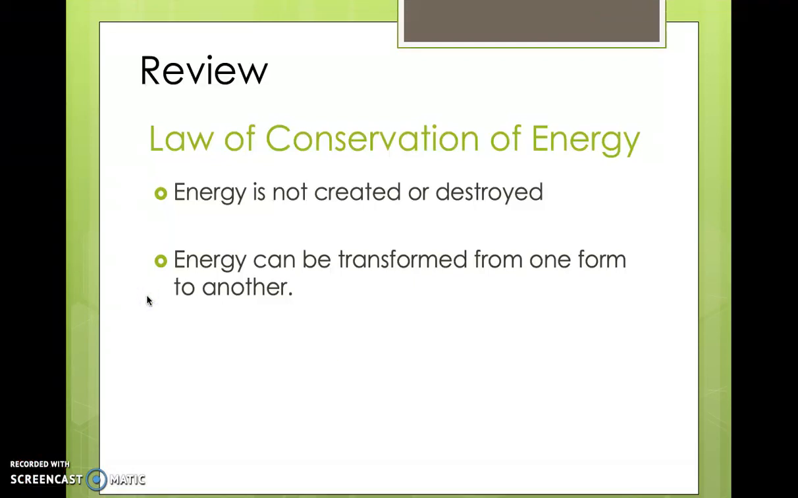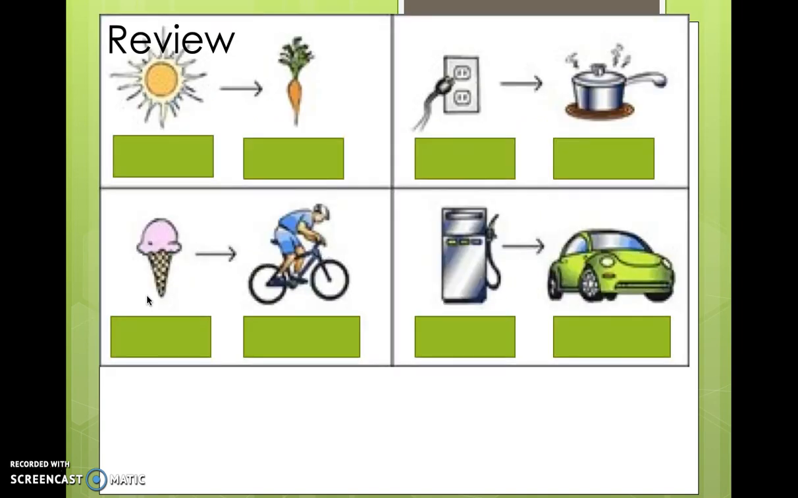Okay, today we're going to be looking at energy conversion and actually calculating efficiency of energy input. So first let's review. The law of conservation of energy says that energy cannot be created or destroyed. This is just like the law of conservation of matter. Energy can only be transformed from one type of energy to another type of energy.